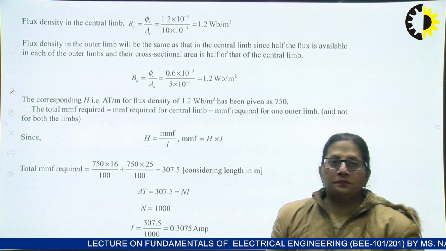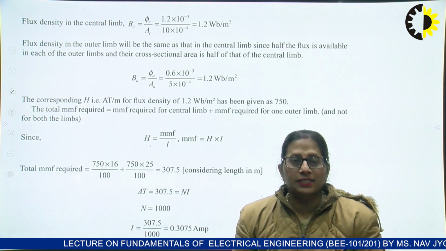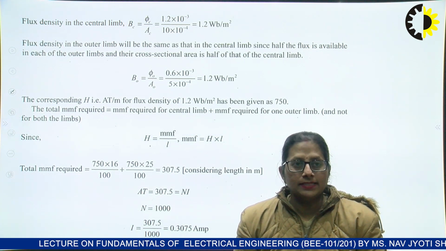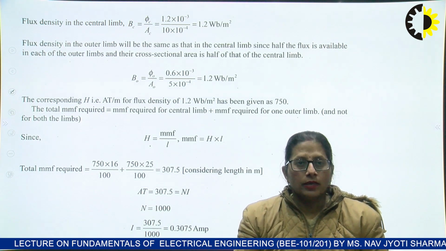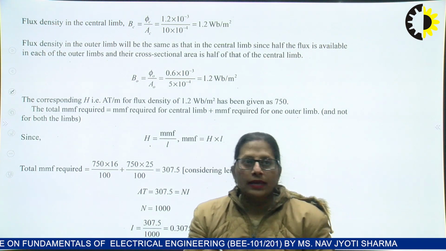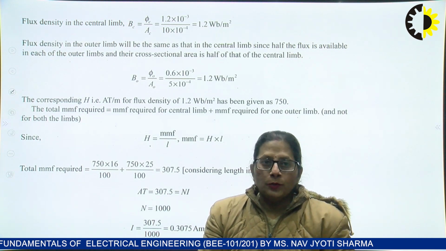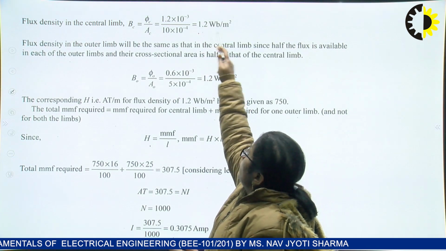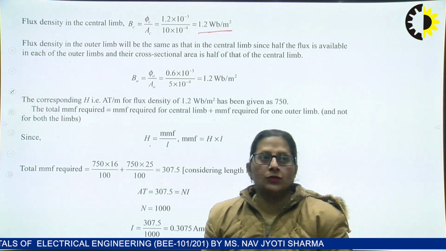Now, the flux density in the central limb. How can we get the flux density in the central limb? Flux upon area. So what is the total flux in the central limb? 1.2 milliweber. Area is 10 into 10 to the power of minus 4. So we are getting the flux density as 1.2 Weber per meter square.